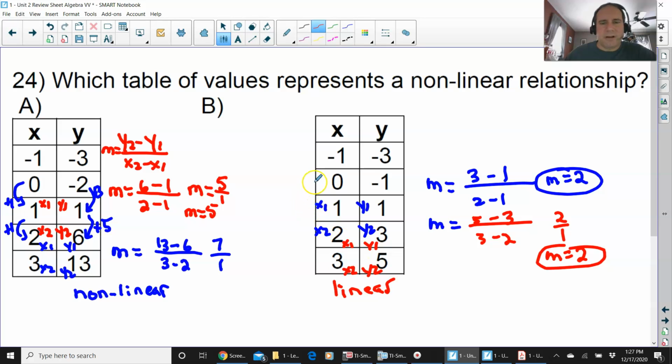Again, you could look at the jumps. This is a plus 1, this is plus 2. This jumps up by plus 1, from 1 to 3, plus 2. This jumps up by plus 1, this is plus 2. Linear. Remember, a linear function has a constant slope. The slope does not change, right? So in nonlinear, the slope does change. That's why it curves. And that is it.